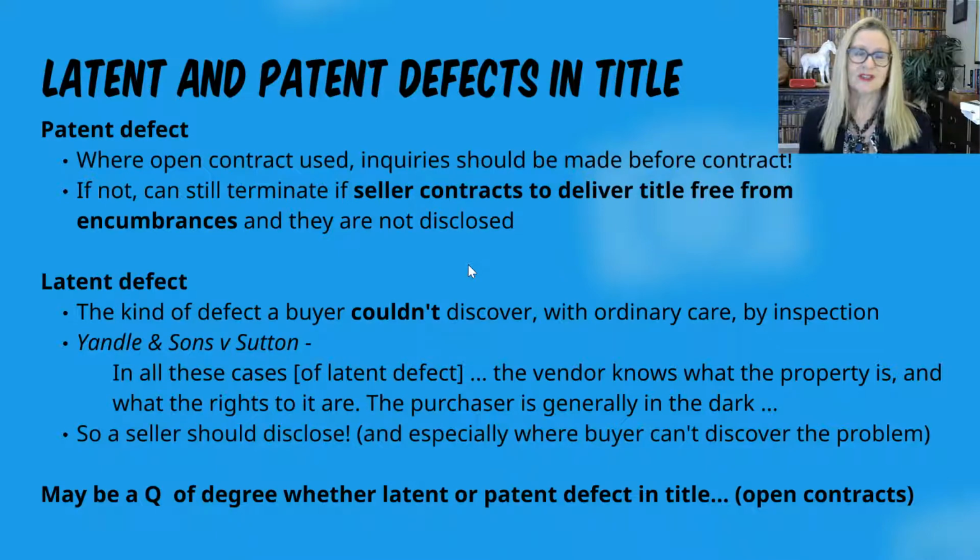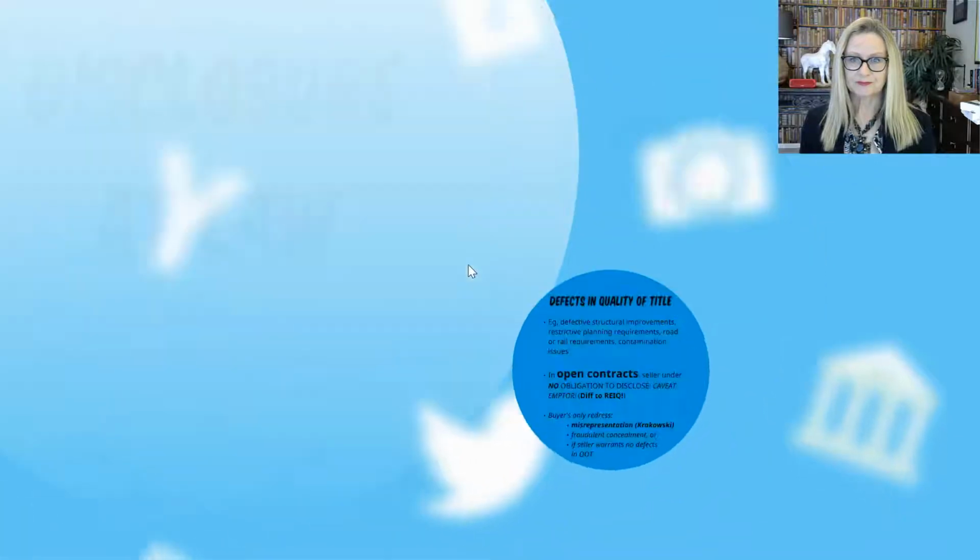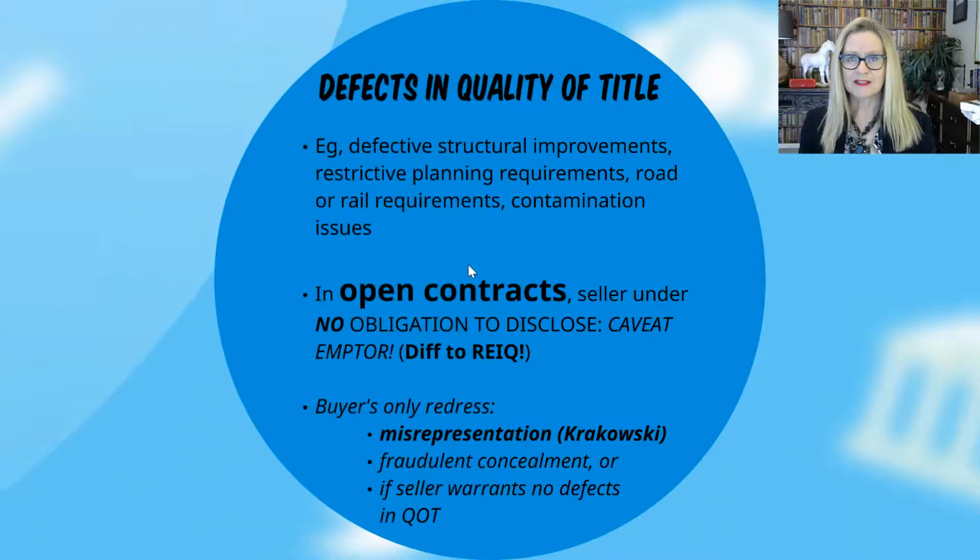And as I said, we'll be circling the wagons back around and looking at that later. In terms of quality of title, remember I said that defects in quality of title are those kinds of defects that mean the buyer will still be getting essentially the title that they have bargained for, but that title may not be as valuable as they thought.